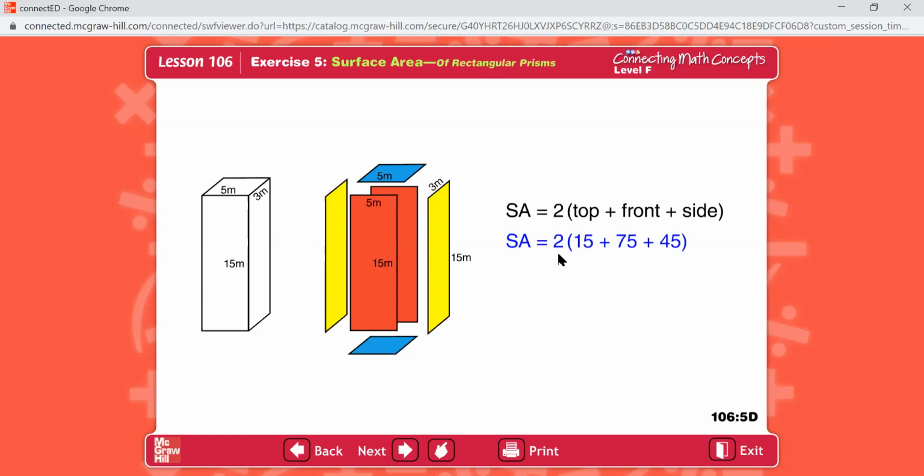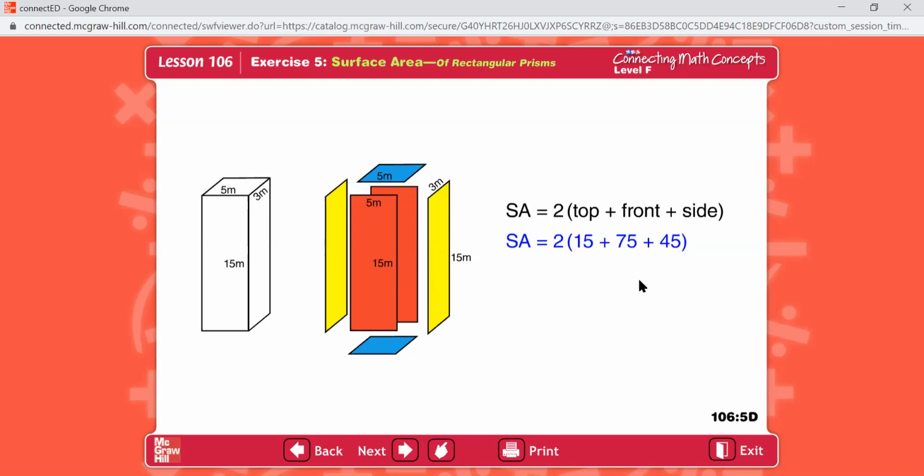Here's our equation. Surface area equals 2 times the quantity of 15 plus 75 plus 45, because it's this side, this side, this side. Top, front, side. Here's what you should have. We're going to add these numbers, then multiply by 2. That will give us the surface area of all 6 spaces.